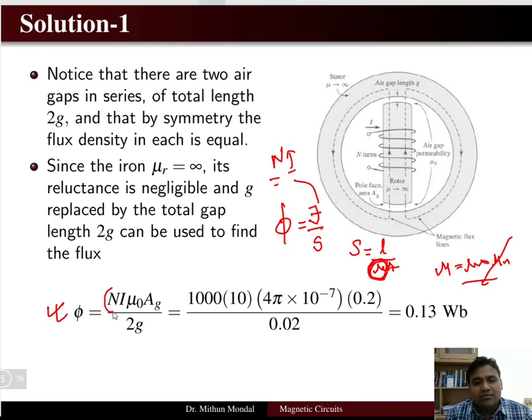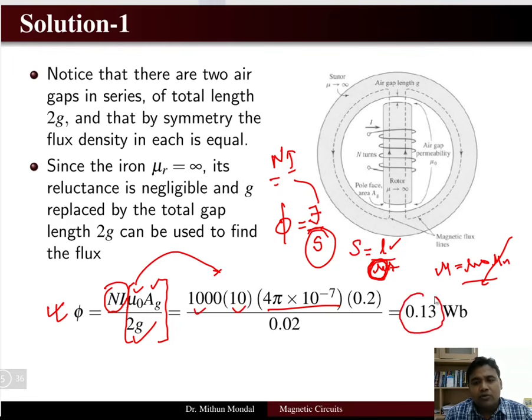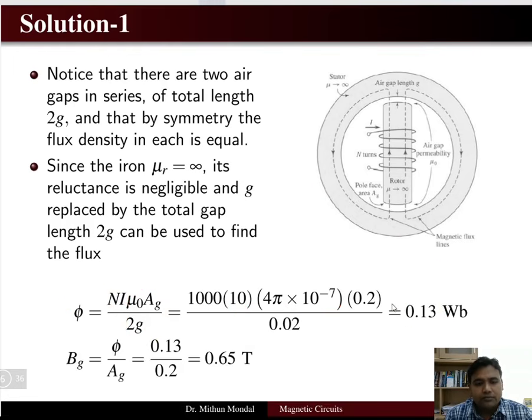So the MMF formula is basically the number of turns into the current, excitation current. So Ni is basically the MMF, and this term is coming from the reluctance. So the total length is basically 2g and mu naught into area of the gap. So if you put the data whatever is given in the question, so mu naught is 4 pi into 10 to the power minus 7, and the number of turns and other data are given to you. If you put it, then you will get a flux of 0.13 Weber.